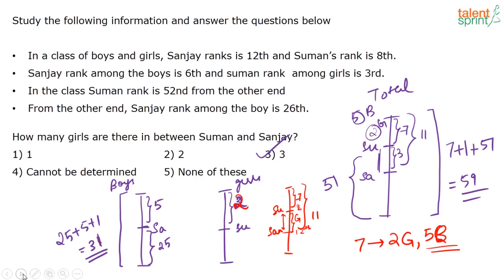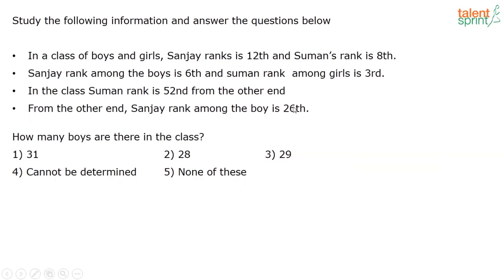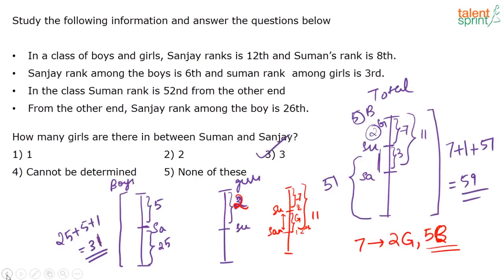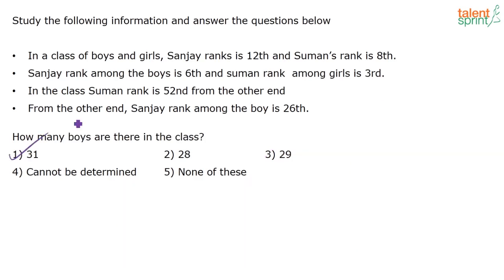Now let's move on to the next question. How many boys are there in the class? Somebody told me that all these explanations were superfluous here, but we are using that. That's why I had solved it. So how many boys are there? We know 5 boys are ahead of Sanjay, 25 boys below Sanjay. So the total number of boys in the class is 25 plus 5 plus 1, which is 31 boys in the class. The answer is option 1.